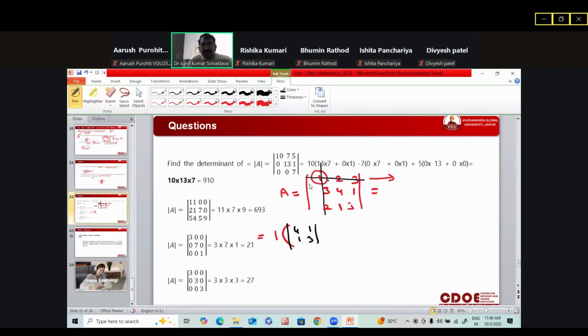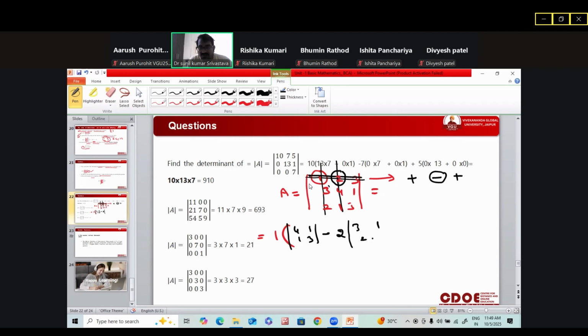Next we move to the second element, that is 2. We write 2, but the sign follows plus, minus, plus, so the second sign is minus. We write minus 2. In the same way, we see in which row and which column it lies. It lies in the first row, but in the second column. So the remaining elements are 3, 1, 2, 3.